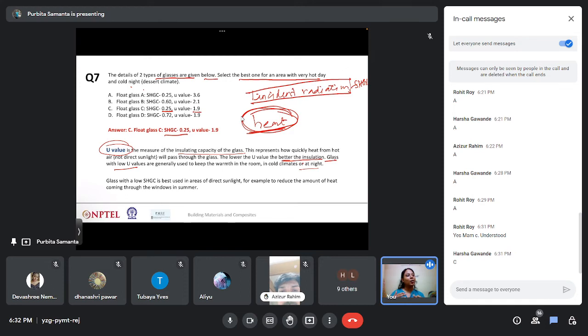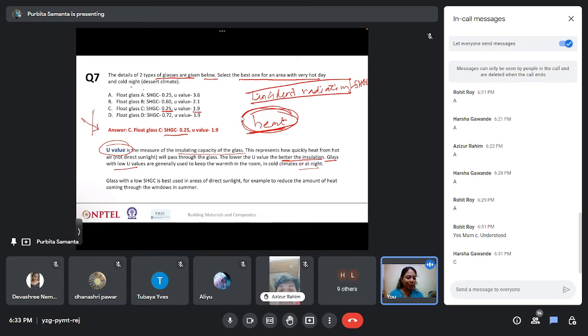This is not a part of this module, but we have to do calculations also. It's a part of climatology where we actually calculate the time lag. So it's not that the sun rays are incident on it and instantly the room gets heated up. It doesn't happen like that, right? It takes time to get heated up. And then again the heat gets dissipated.